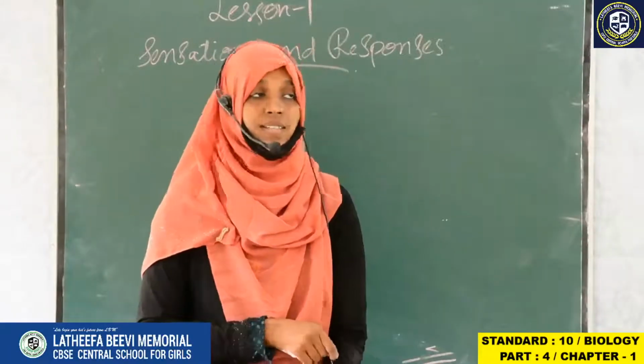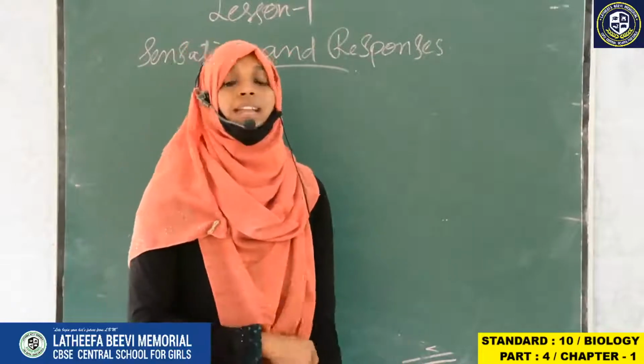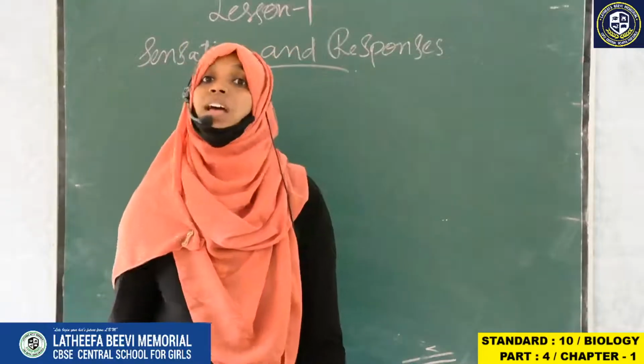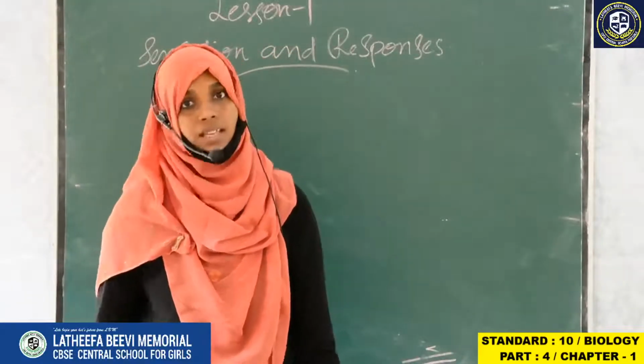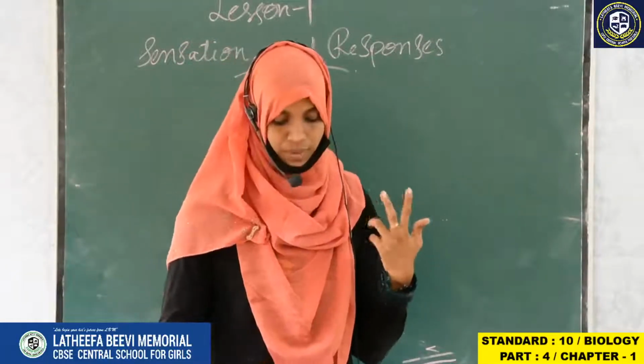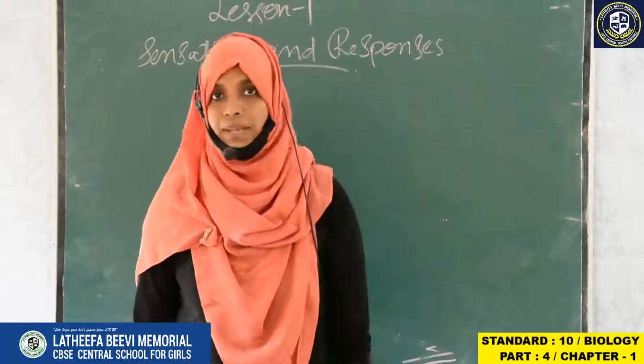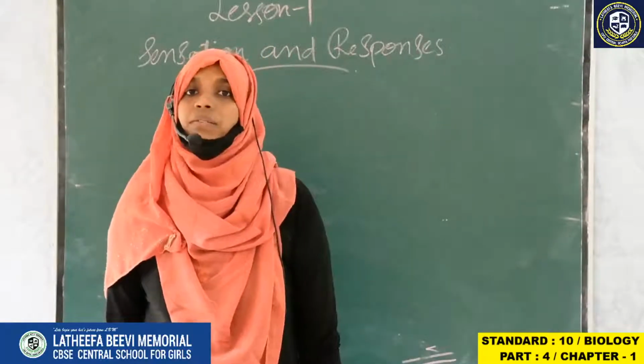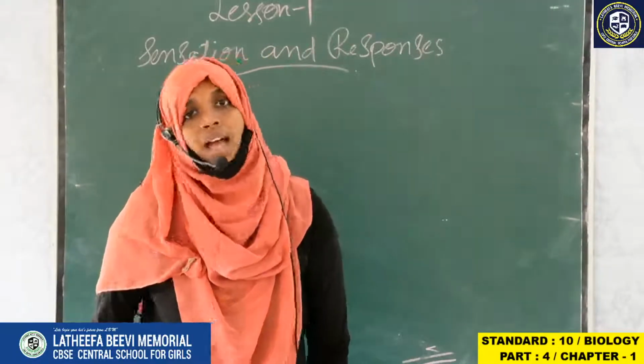So this is the fourth class of biology, and in the previous class we discussed nerves and their peculiarities. We discussed that there are three types of nerves: sensory nerve, motor nerve and mixed nerve. Then in this class we are going to discuss the nervous system.